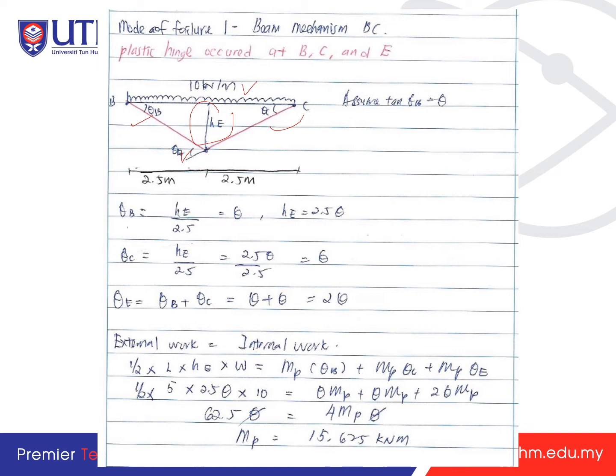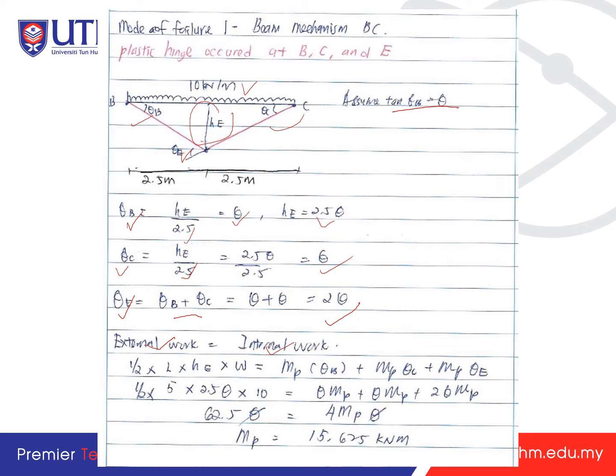Okay, you get theta P, which is HE over 2.5, and it is also equal to theta. Assume theta B is equal to theta, where tangent is neglected because of the small value. So HE is 2.5 theta. So theta C is equal to HE over 2.5, which is also theta. So theta E is equal to theta B plus theta C, so it is 2 theta. So external work is equal to internal work.